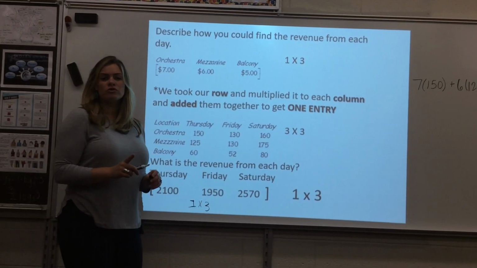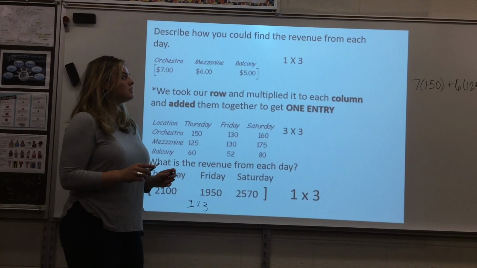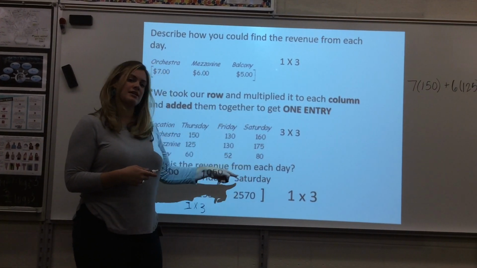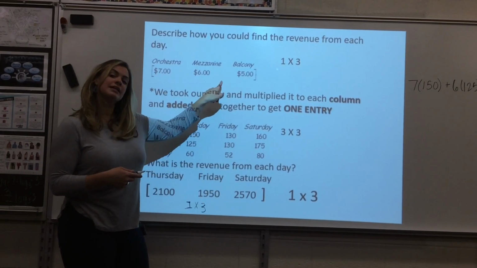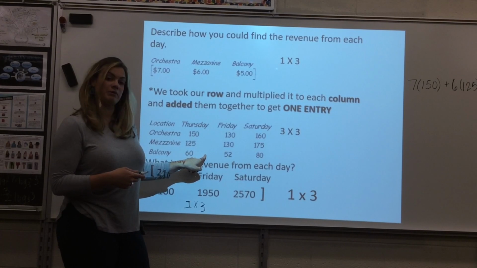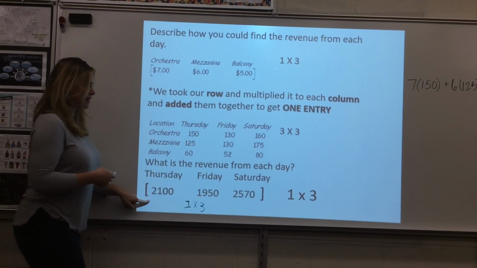Well, before, with order of operations with matrices, we had to have the exact same dimensions. We don't have the exact same dimensions here. So why was I allowed to take a 1x3 matrix and multiply it to a 3x3 matrix? I ended up with a 1x3.